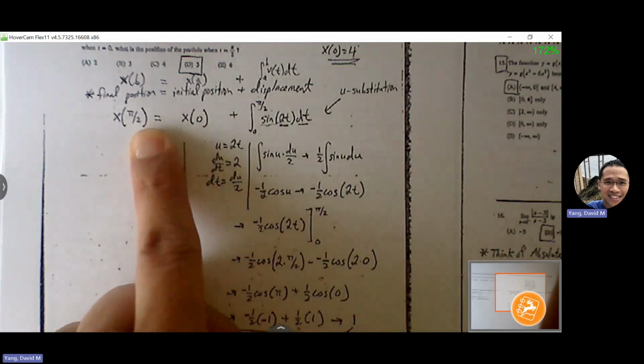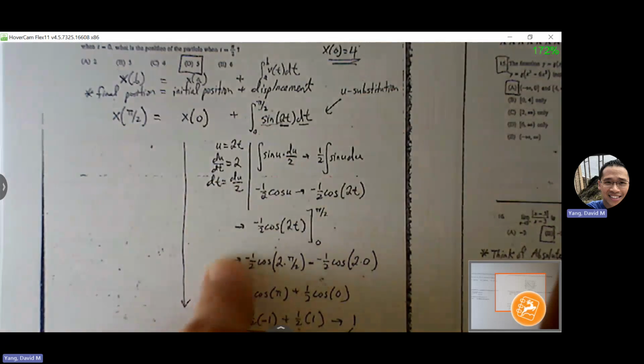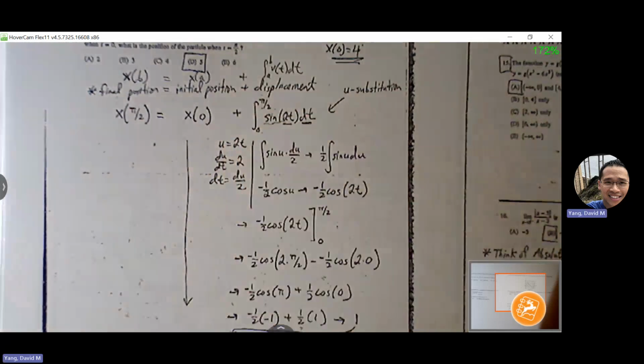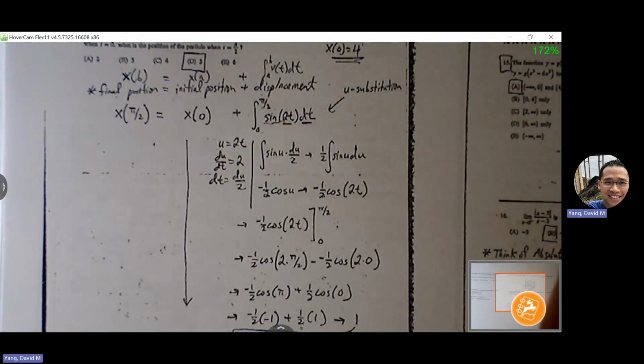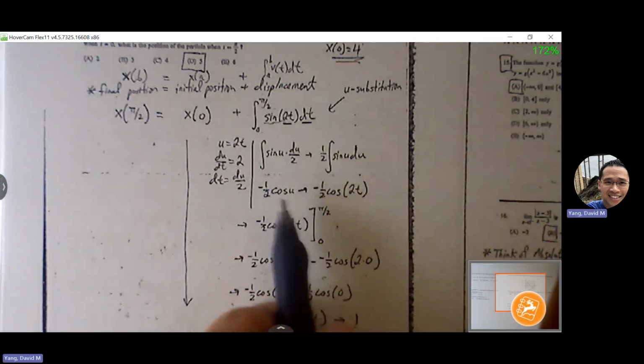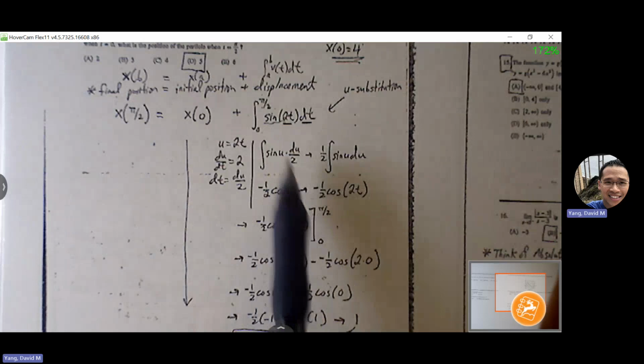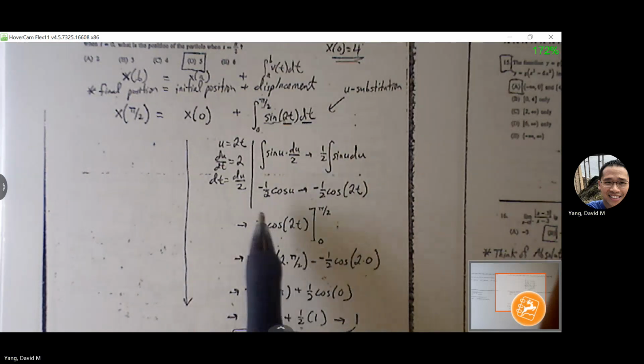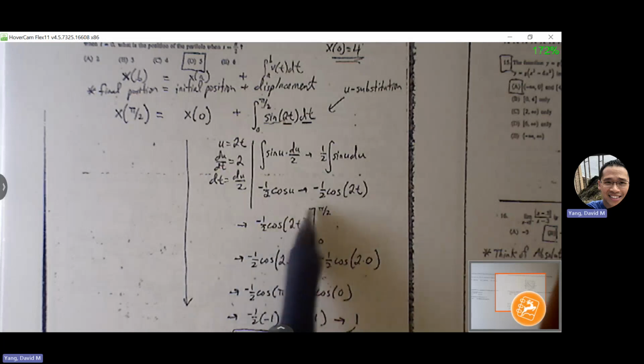So we're trying to find x of pi over 2. We have x of 0, which is 4, and then we want to bridge the gap between where we start and where we're going to end up, and our displacement is the integral of our velocity. Without a calculator, we've got to go through u substitution. U value is 2t. Find the derivative. We'll get a 1/2 that's going to come out of it. Integral of sine of u is negative cosine of u, and then keep that negative 1/2 out in front.